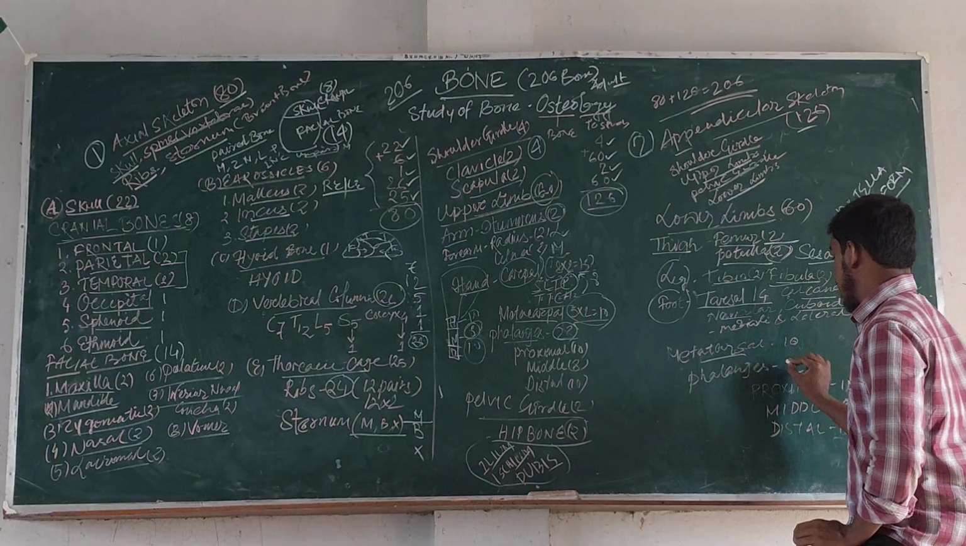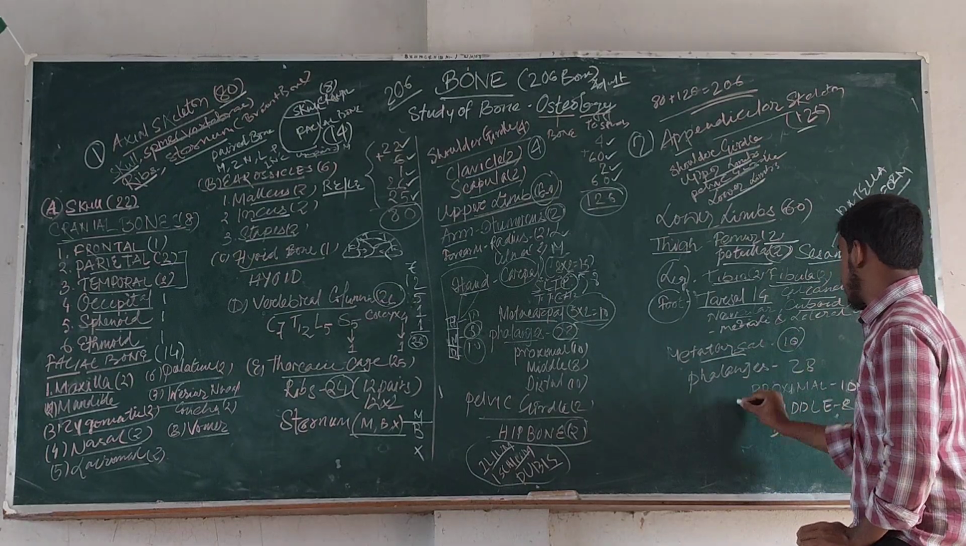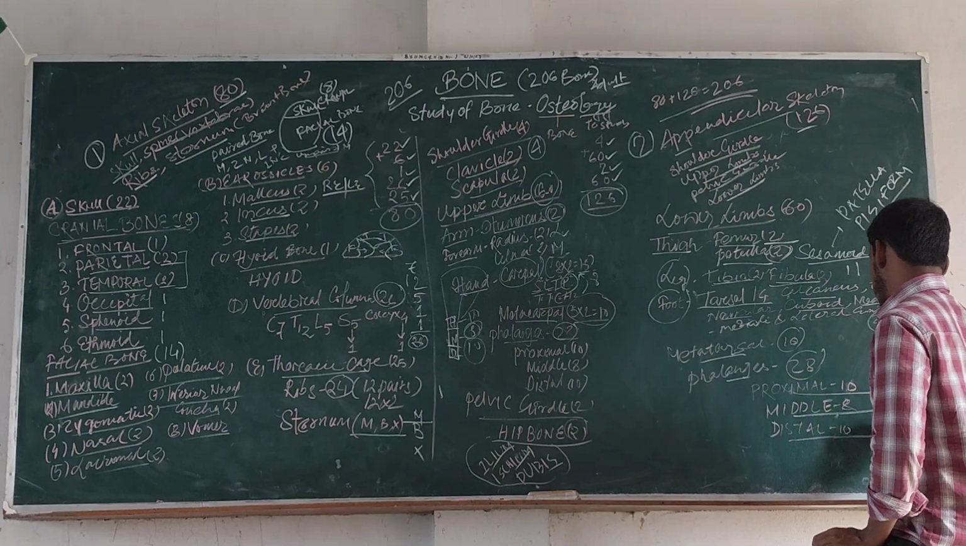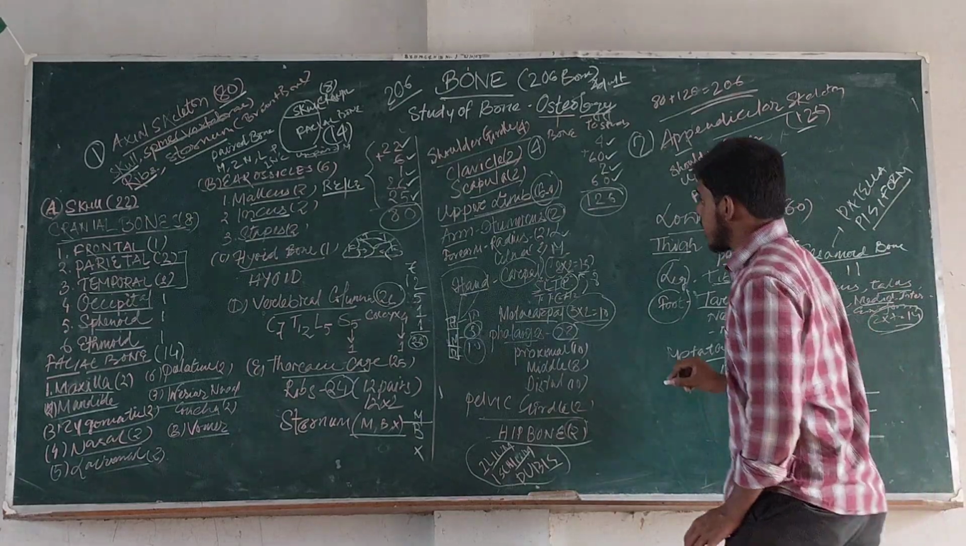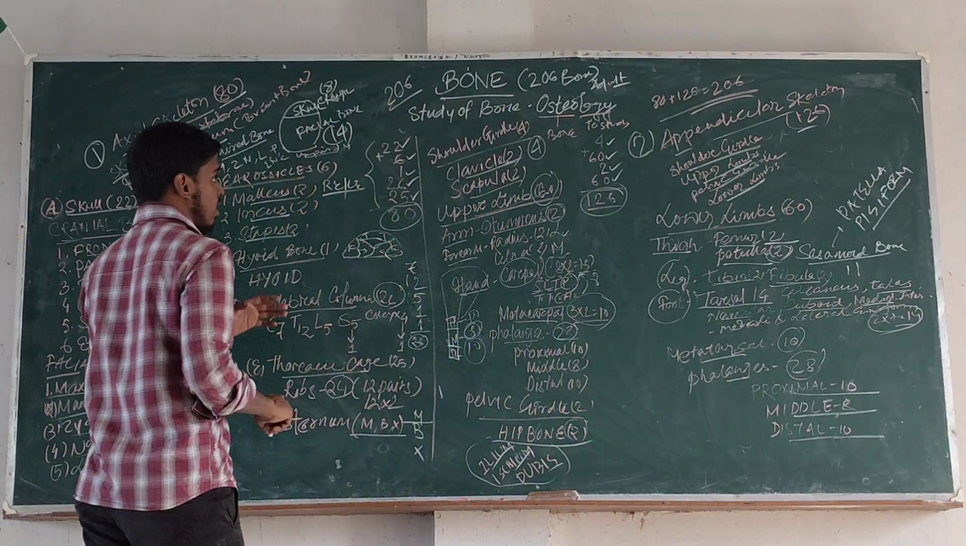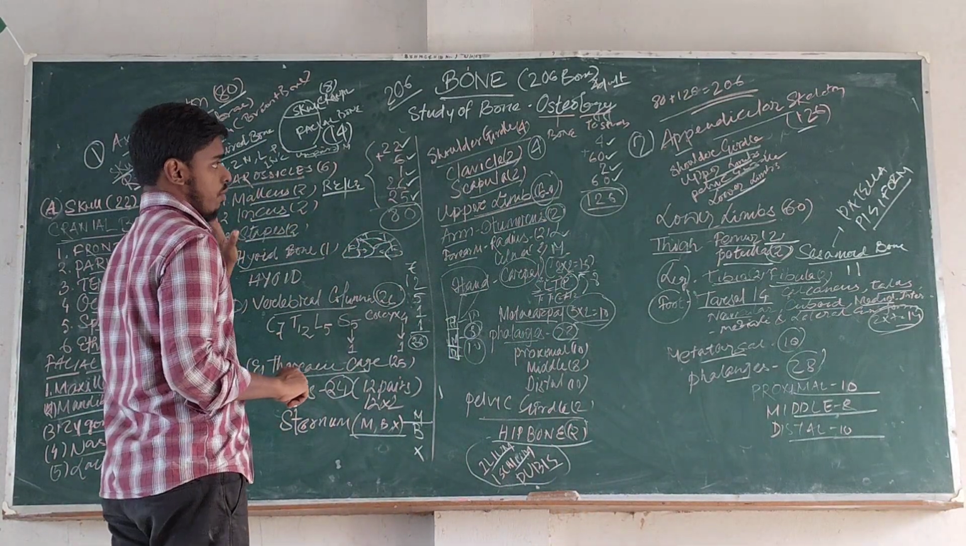Then metatarsal bones are 10 in number. Then phalanges 28, with proximal 10, middle 8, and distal 10. So this is the whole detailed picture about the basic or general anatomy of the bone.